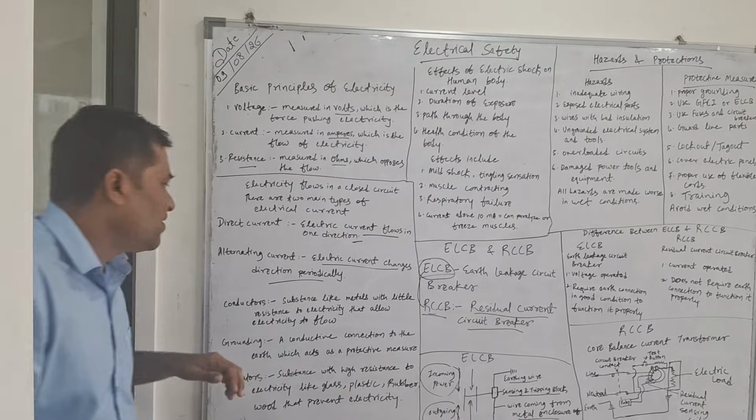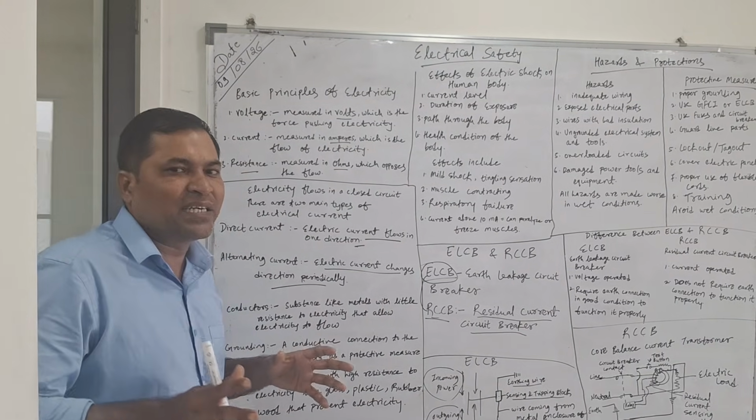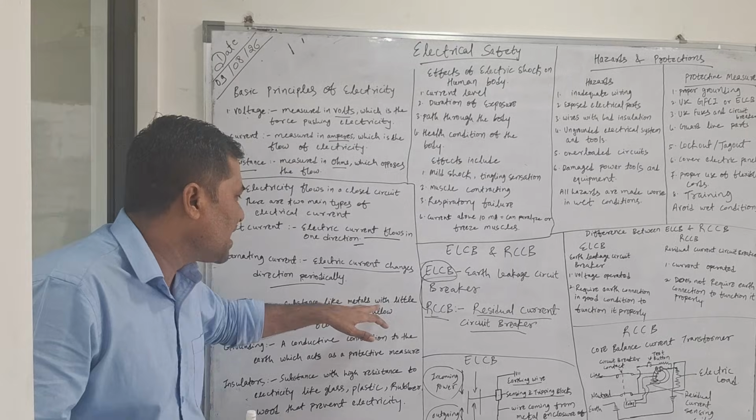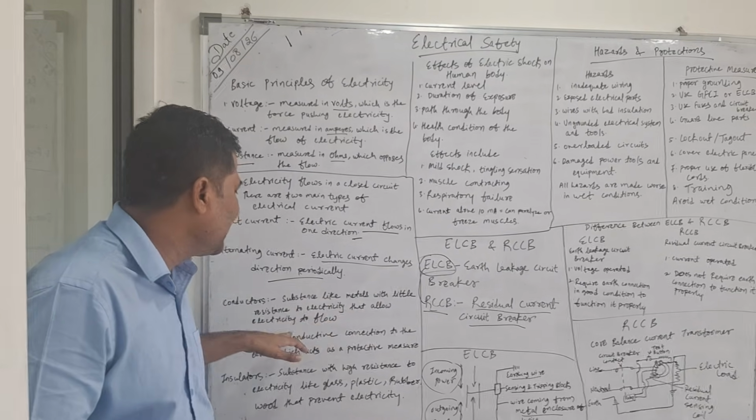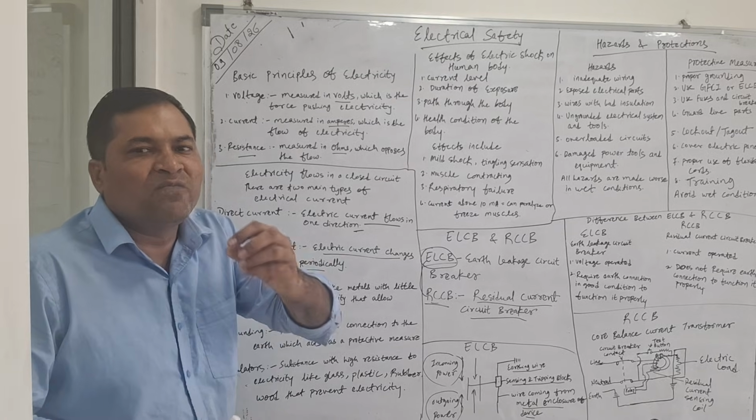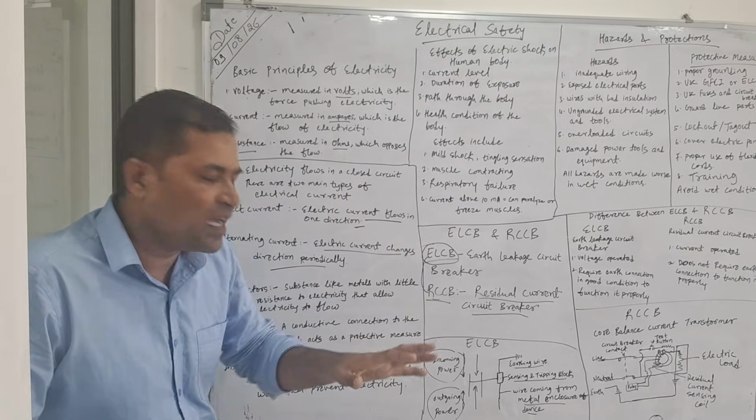Now, we have good conductors and bad conductors. Good conductors are substances like metals, which have low resistance and allow electricity to flow from one place to another, again in the wire only.